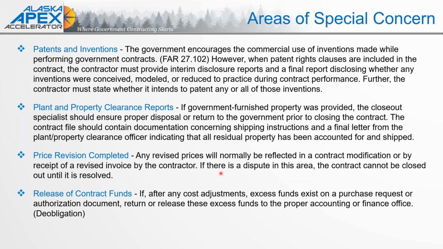Patents and inventions, plant clearance reports, price revision completed, release of contract funds. So again, that release of contract funds is those de-obligations. I'm not going to go into details of this because not all of it might be relevant, but if you pull those handouts, you'll have that information should down the road you have a contract where suddenly you have plant or property and you need to go through that process, you have this information for future use.